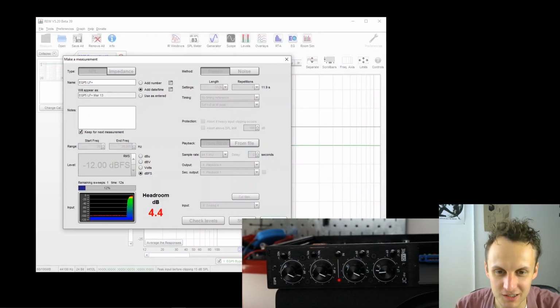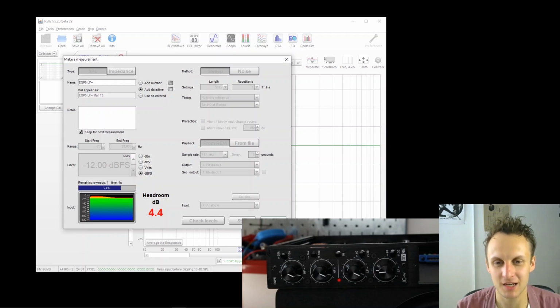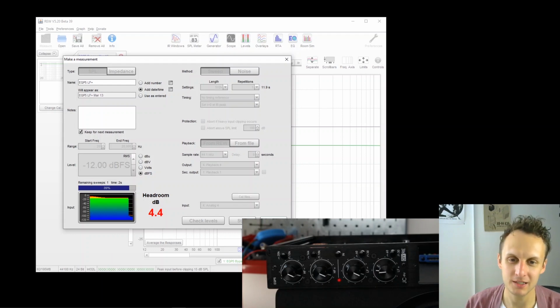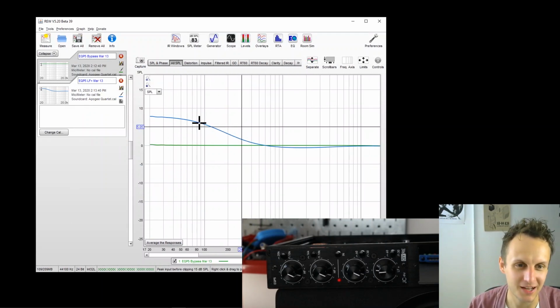So we should see a big boost in the low end there, tapering off very slowly because this is a very broad EQ. And oh yeah, look at that. Okay, so there's our measurement. I mean, come on, this is awesome. Did you know you could do this in free software?